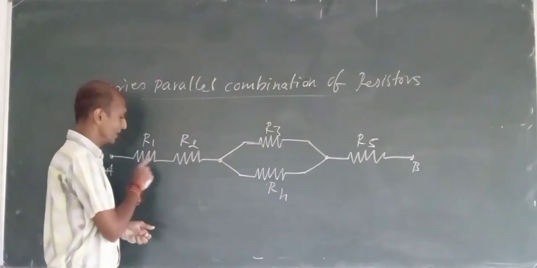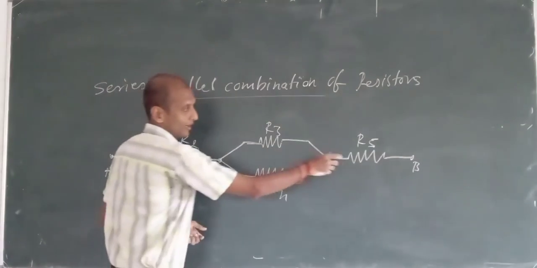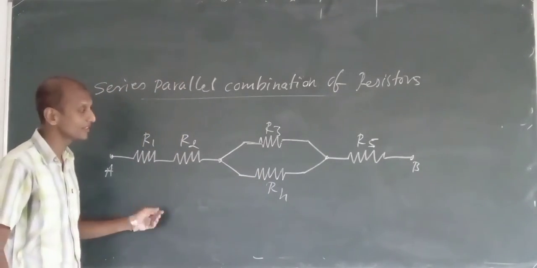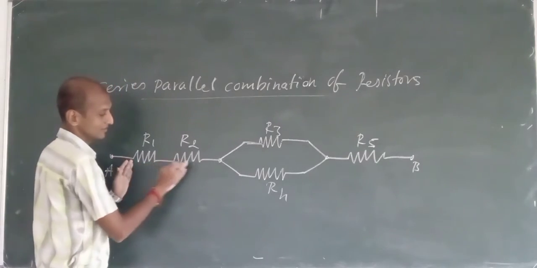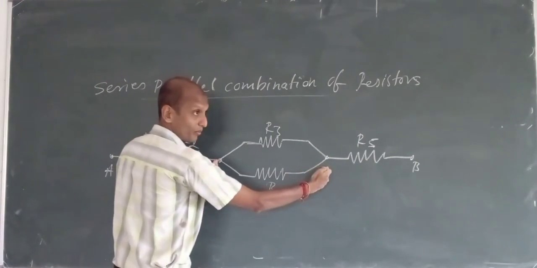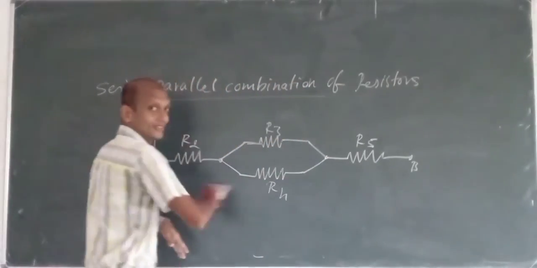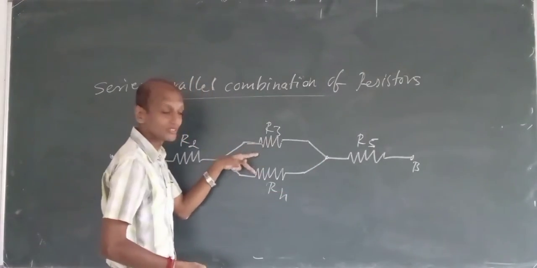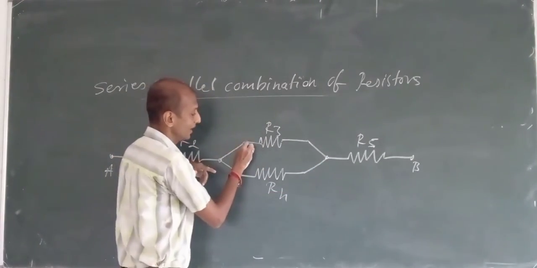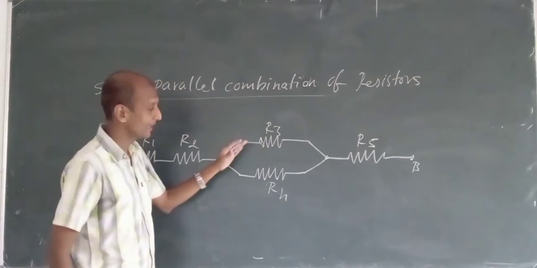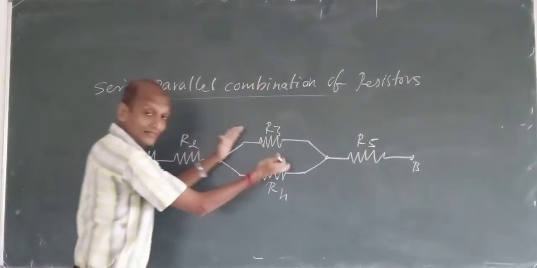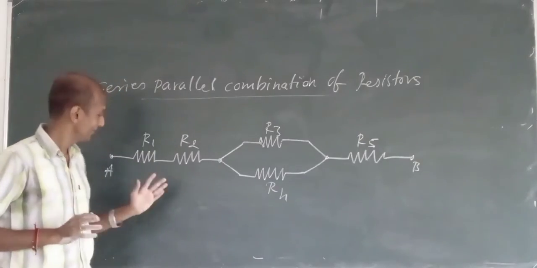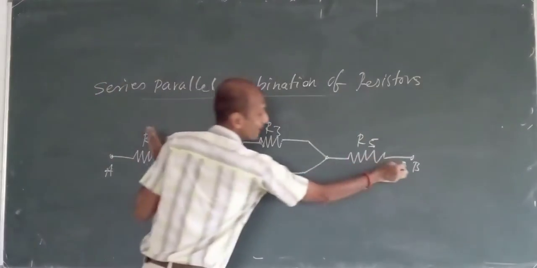Here we have resistors R1, R2, R5 and R3, R4, which means we have 5 resistors. This resistance, this combination, plus this resistance are all connected in series. In this combination, the two resistors R3 and R4 are connected in parallel, and that combination is connected in series with R1, R2 and R5. Find out the resistance across points A and B.